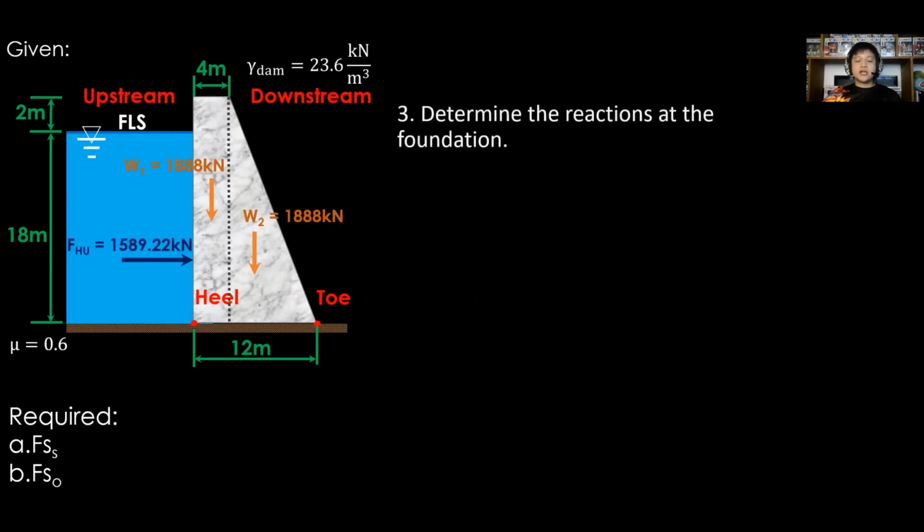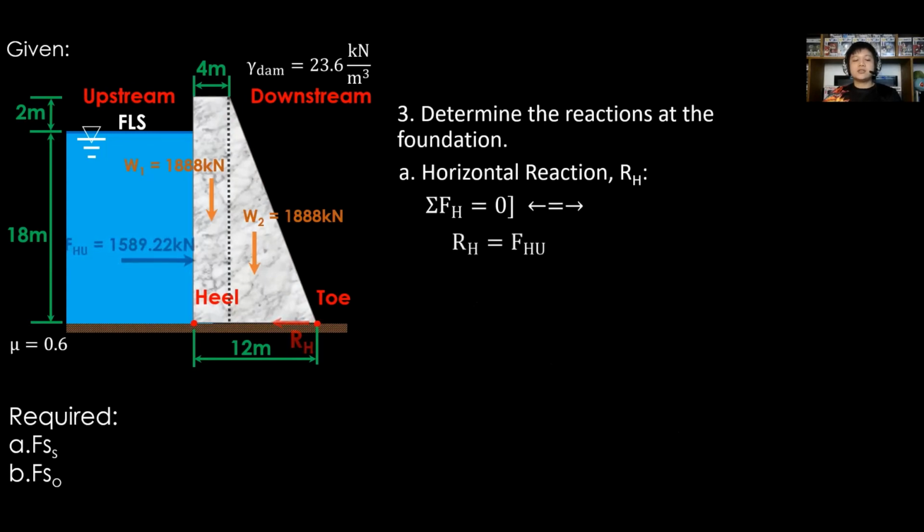Next is to determine the reactions at the foundation. For horizontal reaction, assume direction opposing the force at upstream side. Then, sum forces horizontal equal to 0. Due left equal to due right force. Force that is due left is RH, while force that is due right is F sub HU. Therefore, RH equal to F sub HU, that is equal to 1,589.22 kilonewtons.